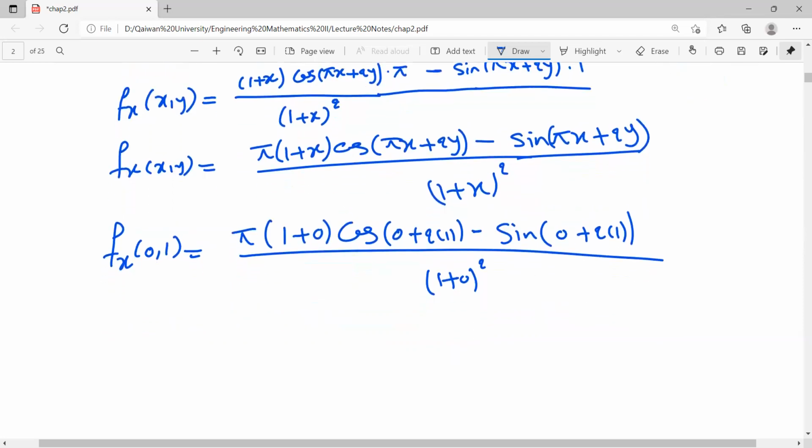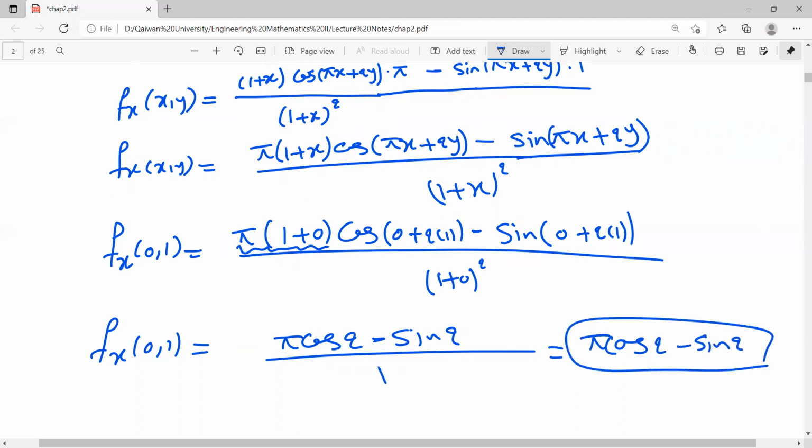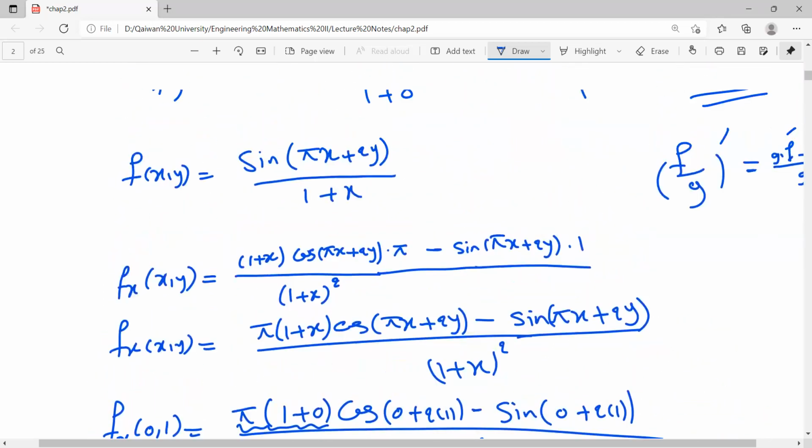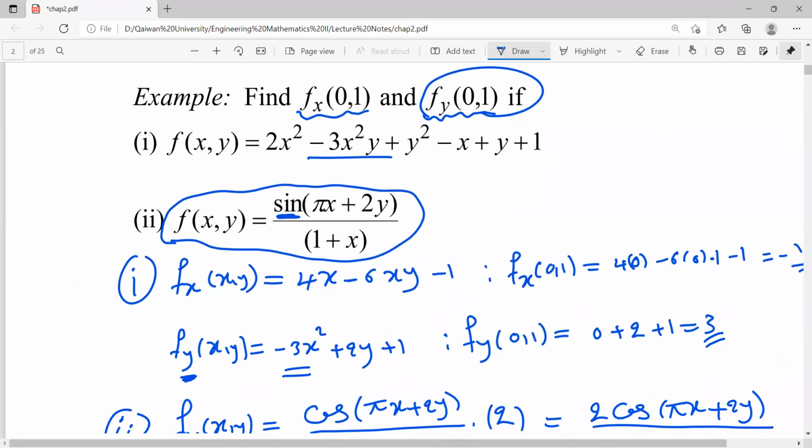Now we simplify it. We get f sub x at (0, 1) equals pi cos 2 minus sine 2, dividing by 1. This is the result. You can find the values of cosine 2 and sine 2 by using calculators, and then you'll get the result. This is how to find the partial derivative of a function at a point.